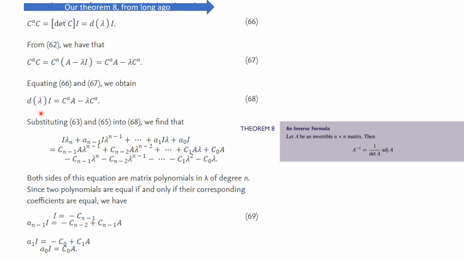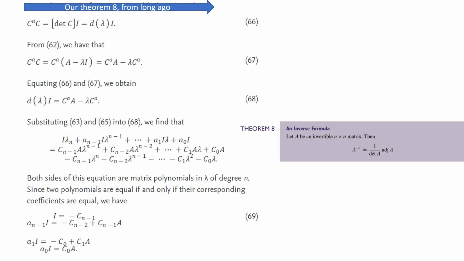But now we have two polynomials, and we're going to declare that both sides of this equation are matrix polynomials of degree n. And since two polynomials are equal if and only if their corresponding coefficients are equal, we have that I is equal to minus Cn minus 1, and we have a n minus 1 times I is minus Cn minus 2 plus A times Cn minus 1, dot, dot, dot, all the way down to a0 I equals C0 A. Now you want to make sure you understand and verify what's spoken of in 69 here.